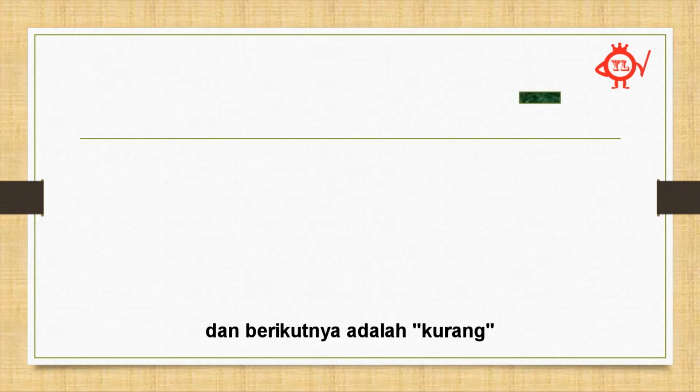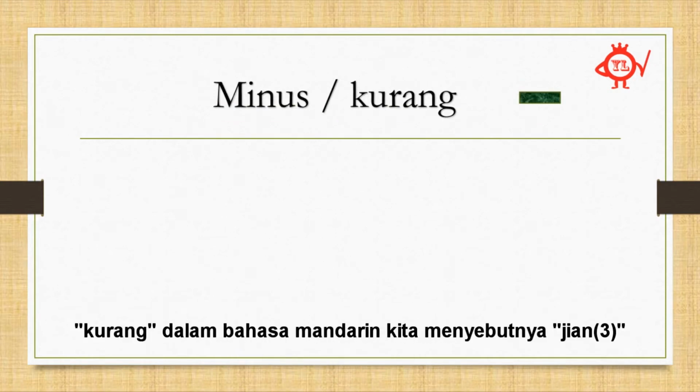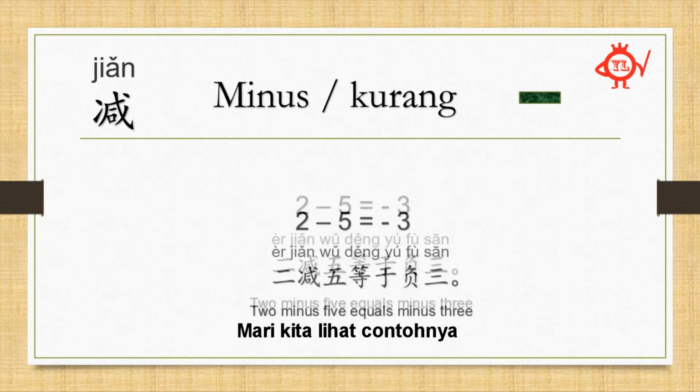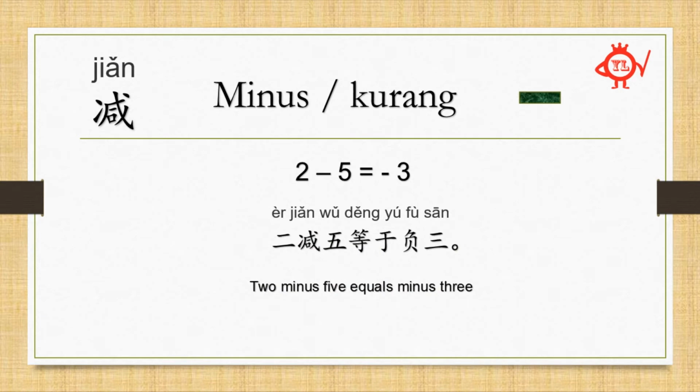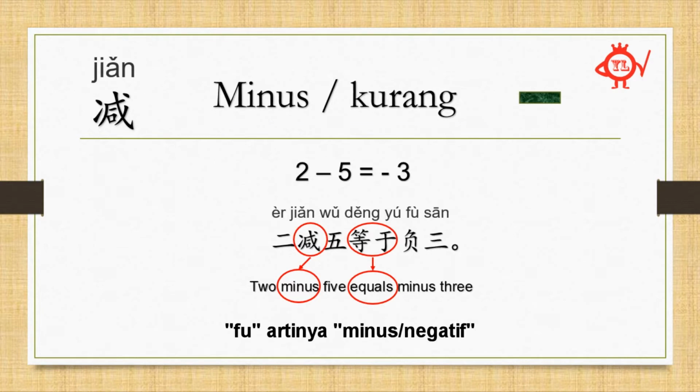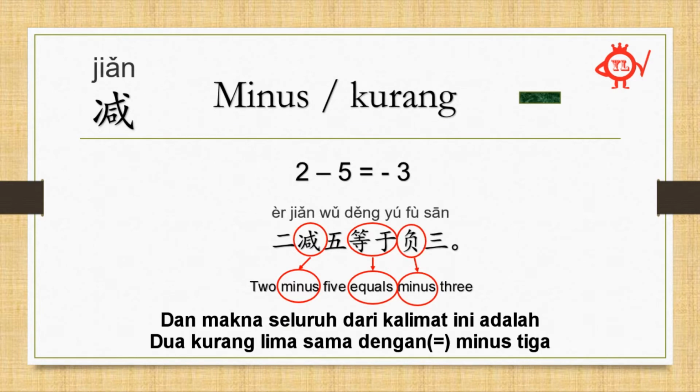And the next one is minus. Minus in Chinese is called 减. And let's go ahead to the example. 2减5等于负3. 减 means minus, 等于 means equals. 负 also means minus, but it is an adjective. So this sentence entirely means 2 minus 5 equals minus 3.